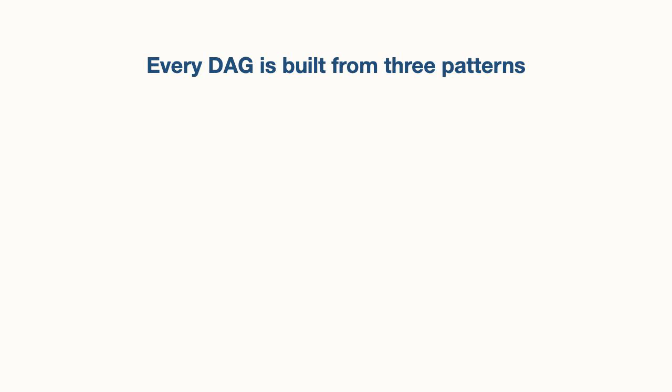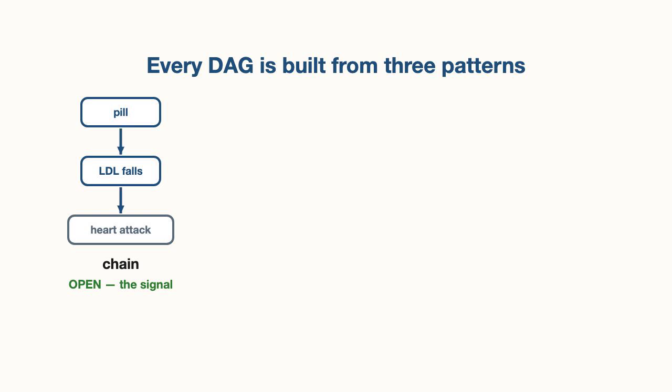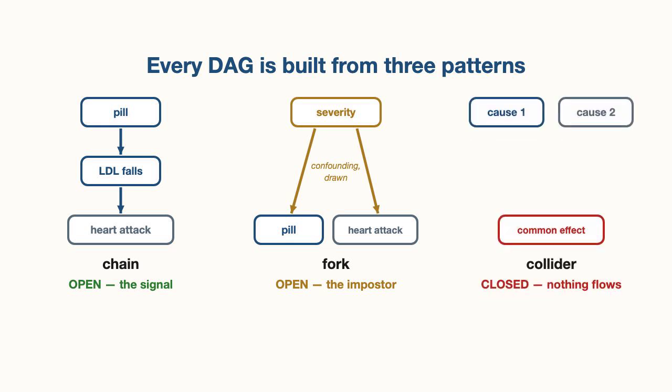Every DAG, however big, is built from 3 small patterns. Pattern 1, the chain. Pill to lower cholesterol to fewer heart attacks. Association flows along a chain, and that flow is the causal effect itself. The signal. Pattern 2, the fork. Severity points at both the pill and the heart attack. Association flows here too, but this flow is the imposter. A fork is confounding, drawn.